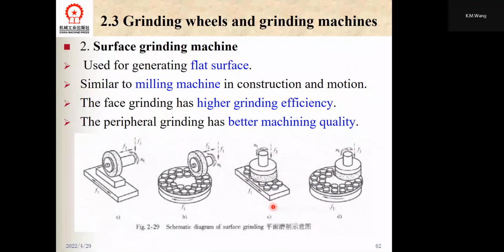This is a surface grinding machine, and this surface grinding machine is similar to the milling machine in construction and motion. And surface grinding has a high grinding efficiency and a better machining quality. This is the surface grinding machines.